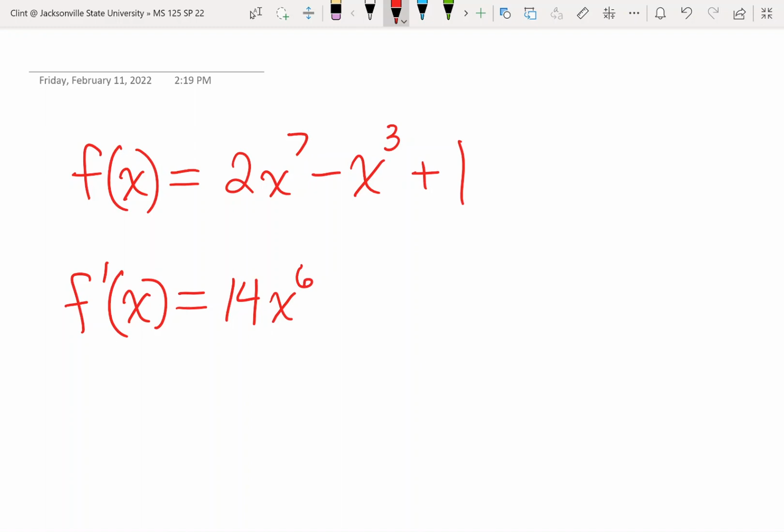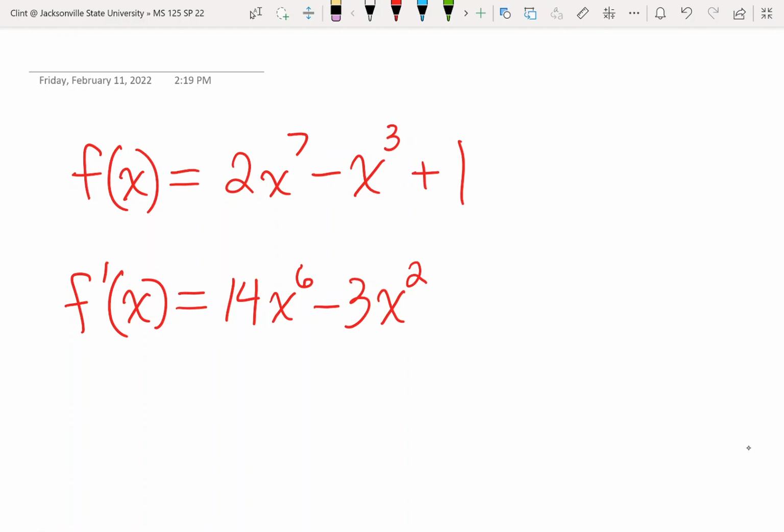Okay. And then we can find the derivative of the next term. So 3 times the negative 1 that's in front there will give us minus 3 x squared. And the last one's 0, so it's plus 0, so we don't have to write that down.